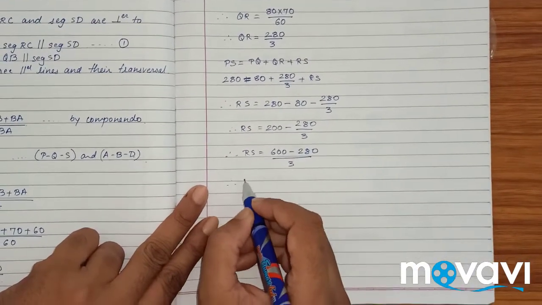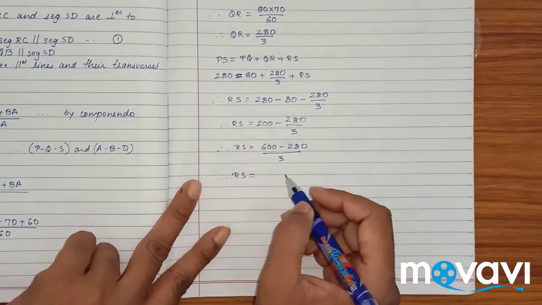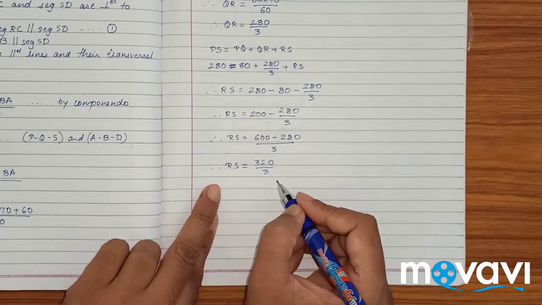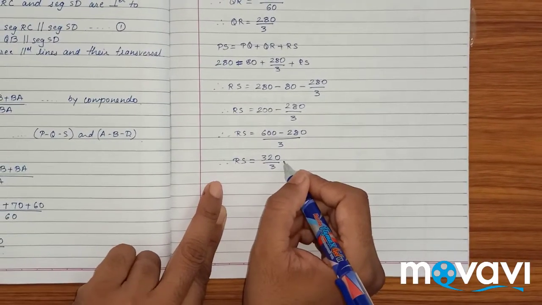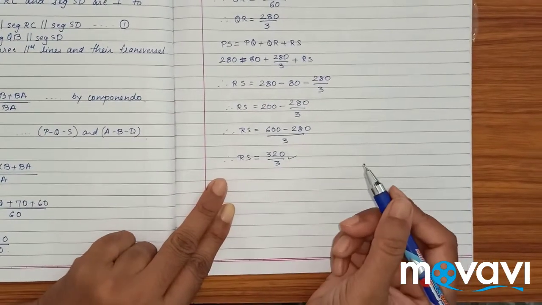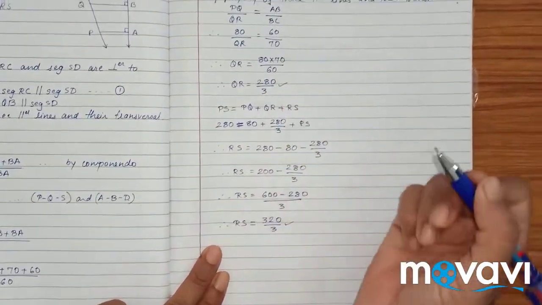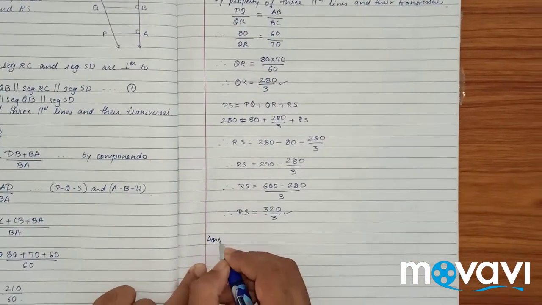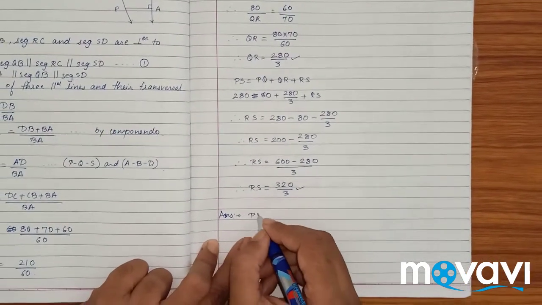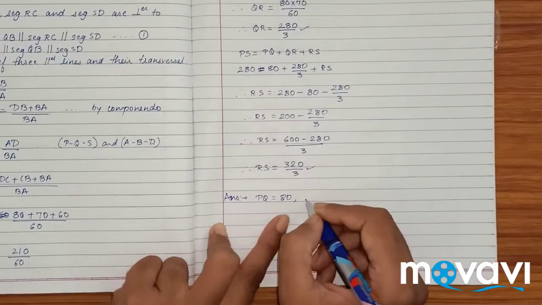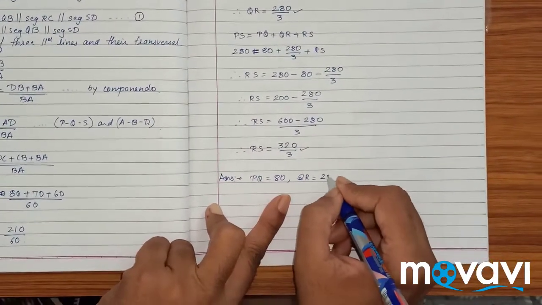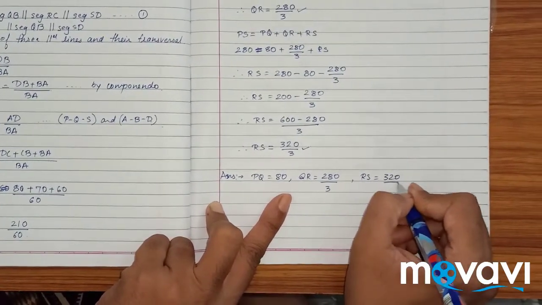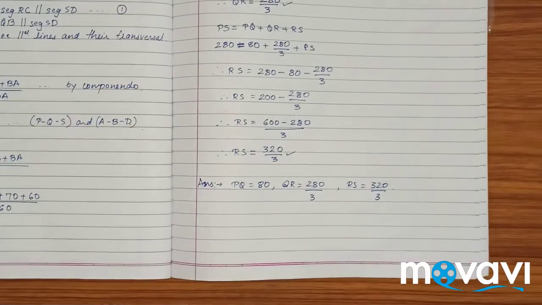Now again calculations. RS is equal to, this becomes 320 upon 3. Let this be as it is. That is the value of your RS. Let this be as it is. That is the value of your QR. This is what was expected. So let us write down the answer together. What was asked? PQ. PQ is equal to 80. Then QR was asked, that will be 280 by 3, and RS was asked, that is 320 by 3. That is what your solution is.